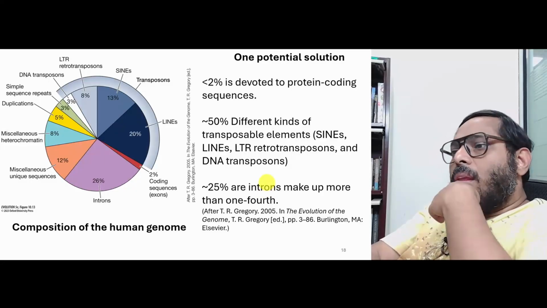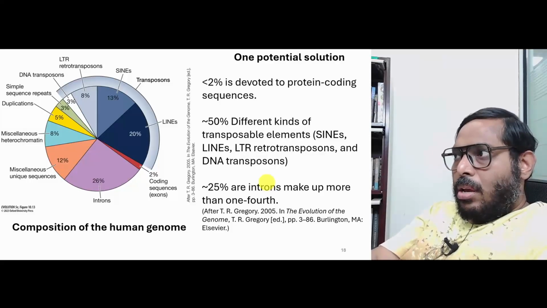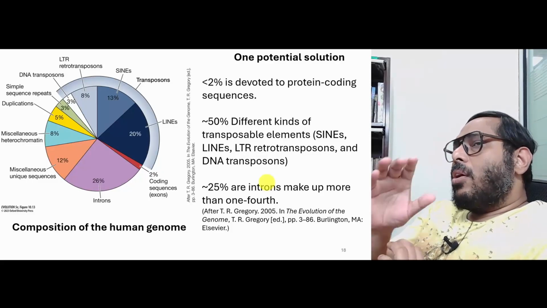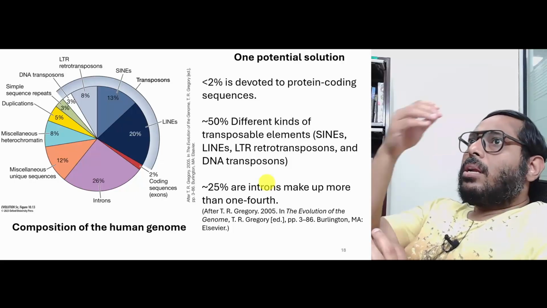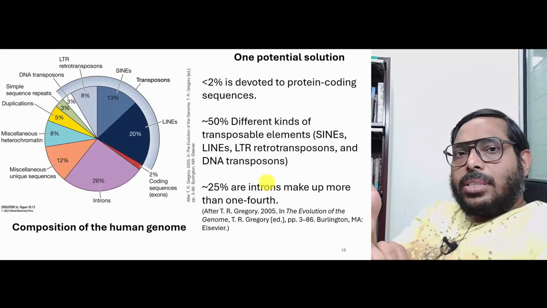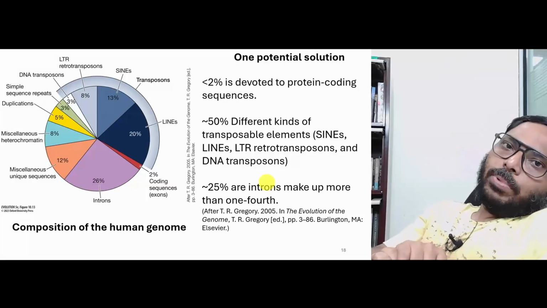Now, how does this solve the C value paradox? Because we said that an organism's complexity should be related to its genome size, but implicit in that is the assumption that the whole of the genome is contributing to the organism's complexity.